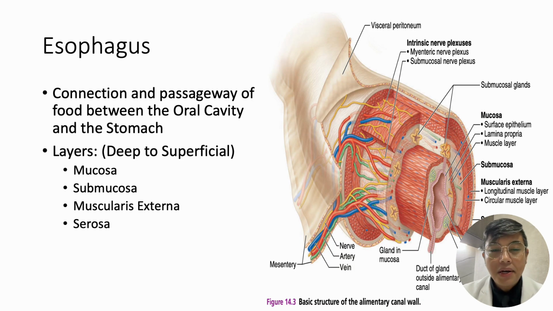As you can see here, your esophagus is the connection and passageway of food between the oral cavity and the stomach. Now, its layers from deep to superficial. Number one would be your mucosa. Ito yung pinakaloob. Then next would be your submucosa, the muscularis externa, and of course, yung pinakalabas would be serosa.